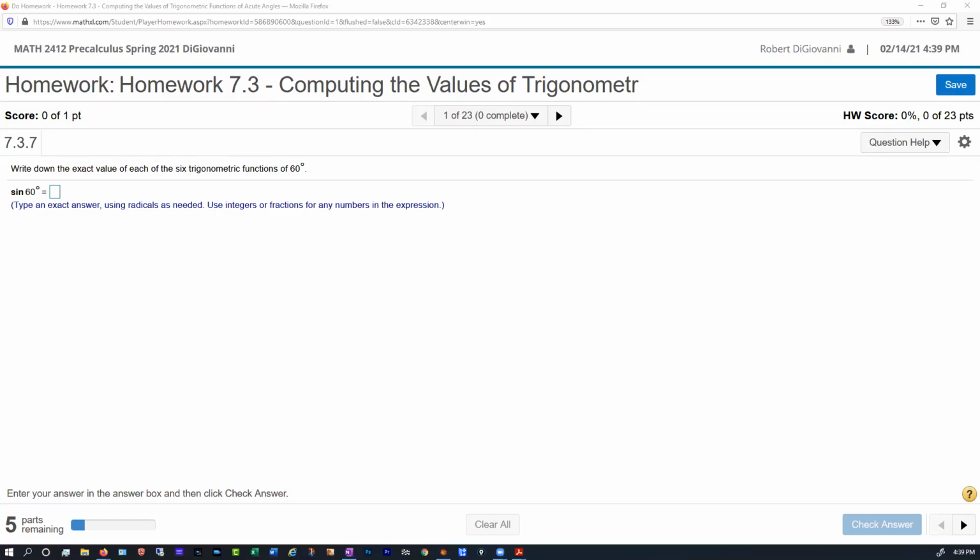We're going to be working the homework for 7.3, computing the values of trigonometric functions. So the first one here just asks us to write down the exact value for all 6 trig functions for sine of 60 degrees. Well, for 60 degrees, the first one being sine. So the way we're going to do this is just remembering that first quadrant, those important angles that we had.